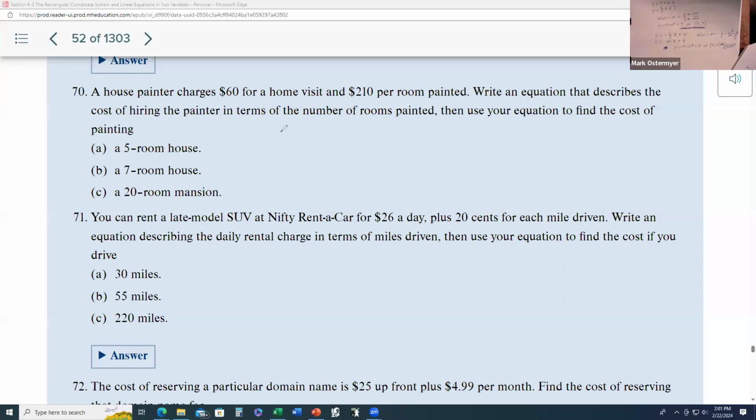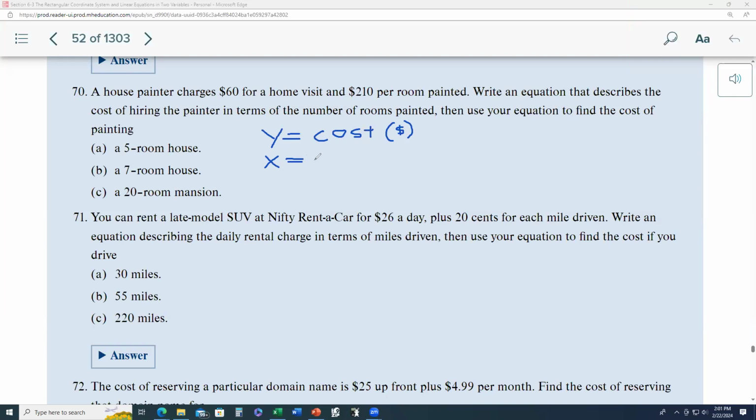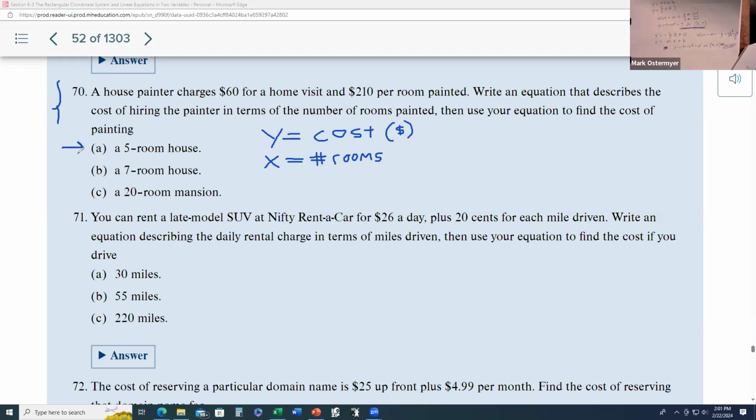I want everybody to use Y to represent the what? The total cost in dollars. And I want X to represent what? What do you think X should represent? Anybody? Are we talking about distance here? Rooms. No. It's the number of what? Rooms. Number of rooms that are painted. Yeah. All right, go ahead. I want you to build a linear equation that models this word problem. And then I want you to use it to answer, you know, maybe at least the first question. How much a 5-room house is going to cost? We'll call this classwork number 2.